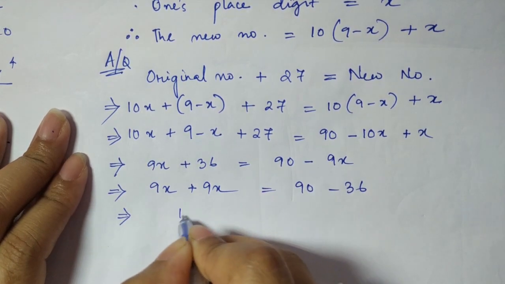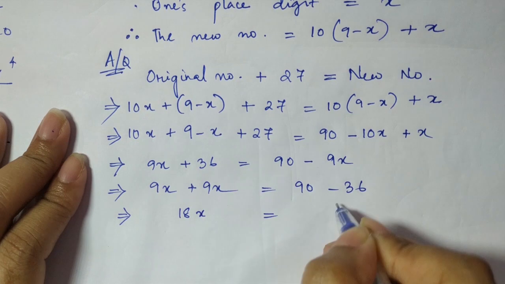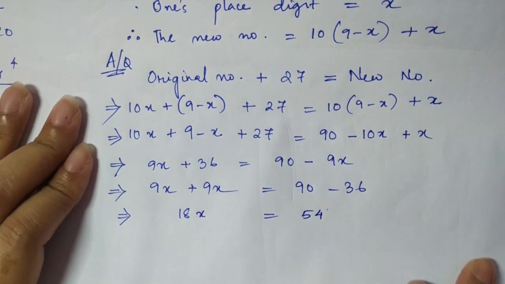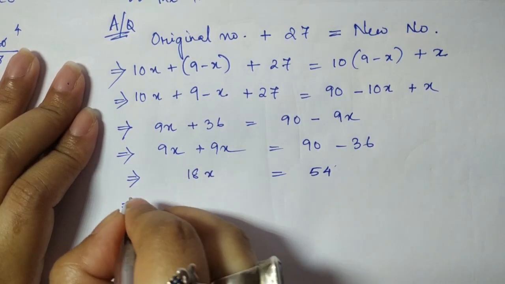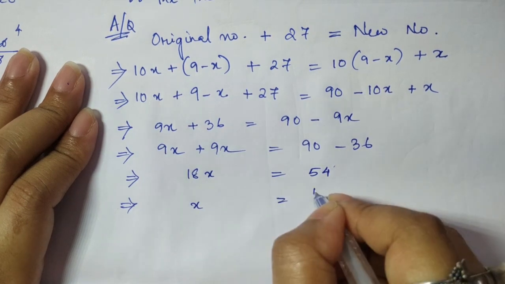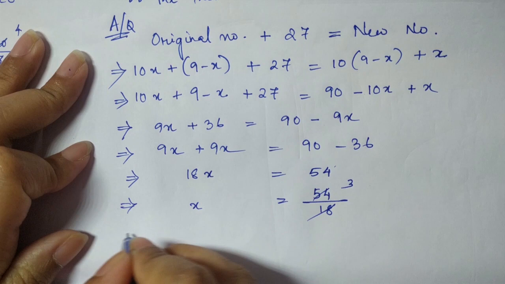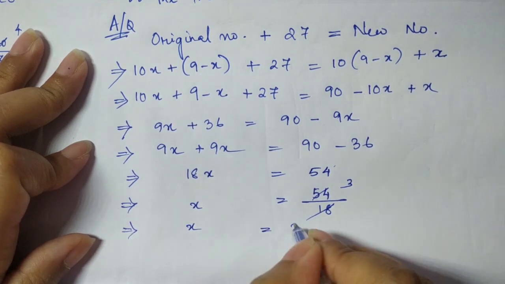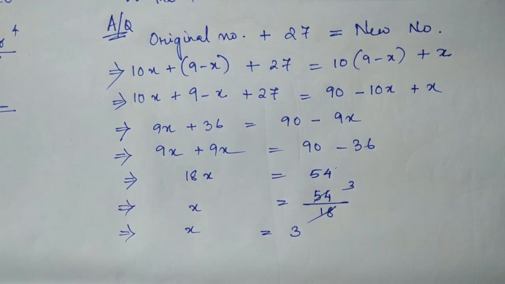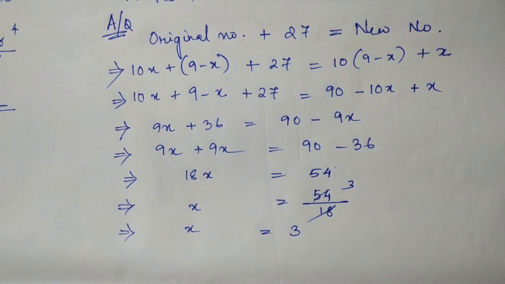9x plus 9x gives me 18x. If you subtract, 90 minus 36, you get 54, right? This implies x is equal to 54 divided by 18. 18 threes are 54, so my x value is equal to 3. So this is the value of x, but I need to find what the original number is.